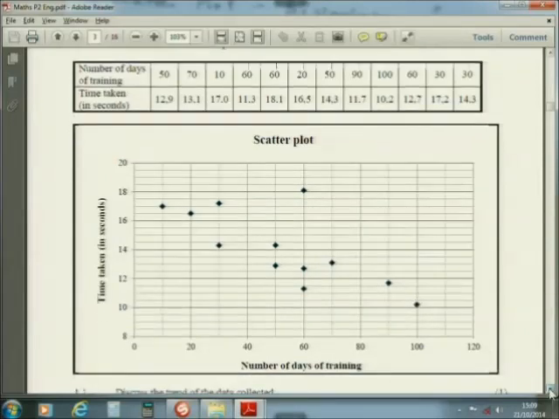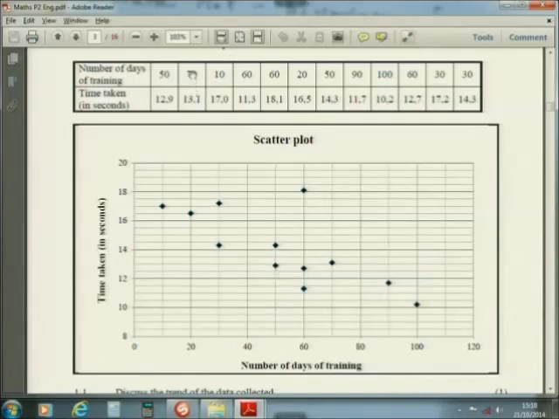When you plot the points, you look at this value and match it up with the value in the second row, time taken in seconds. So it is 50 days and the time taken is 12.9. On your scatter plot, you look for 50 somewhere here, and the time taken is 12.9, and there is 12.9. You plot the point. It is 50 and 12.9. Do you see that point there?